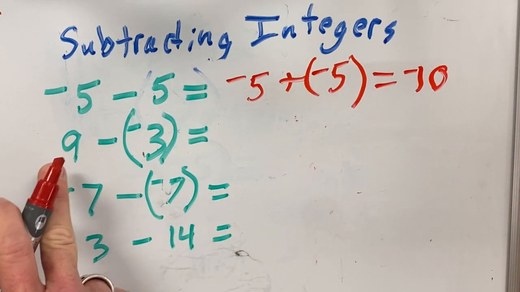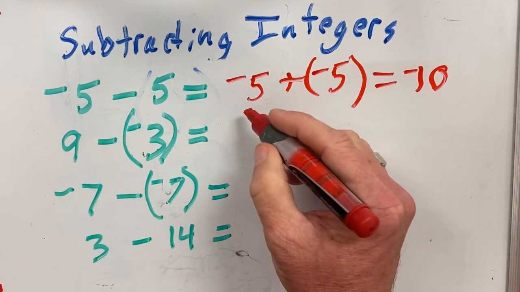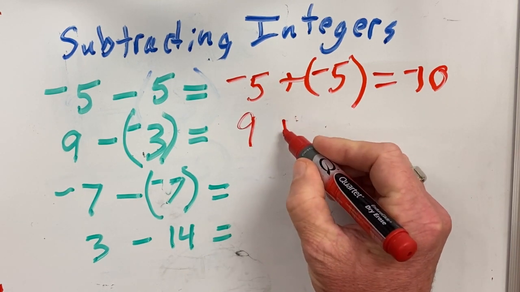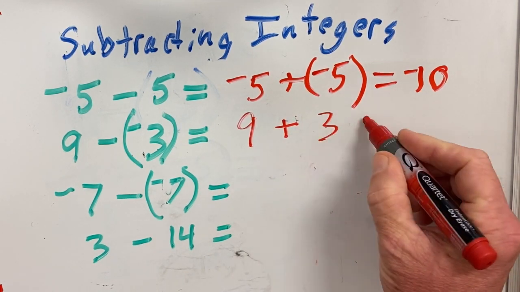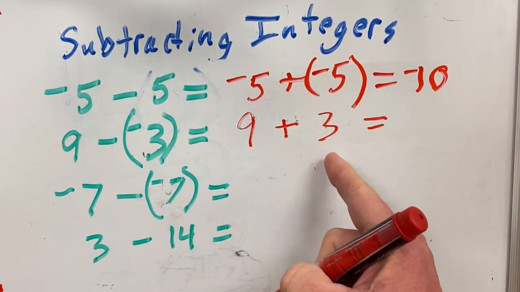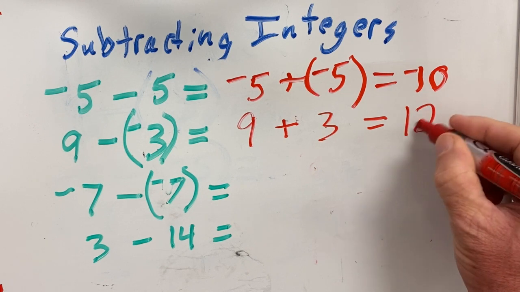Second one, 9 minus a negative 3. So we add the opposite. 9 plus a positive 3. Oh, we know how to do that. 9 and 3, same sign, add and keep. 9 plus 3 is 12. Keep the sign, which is positive.